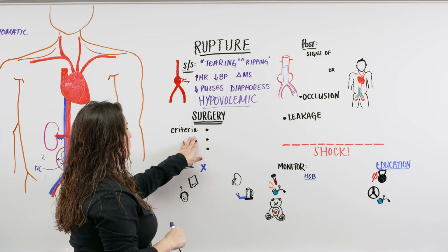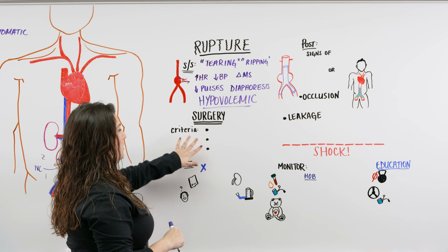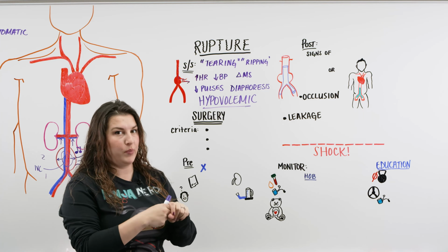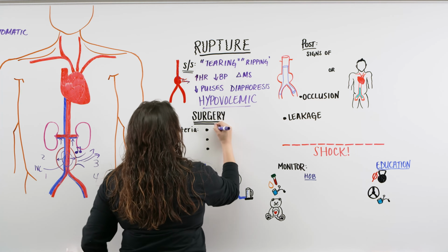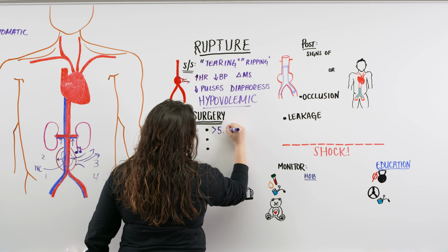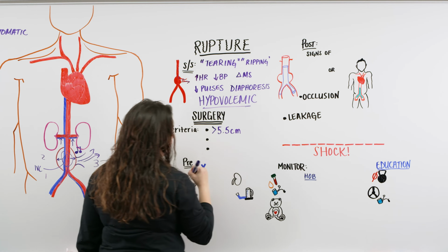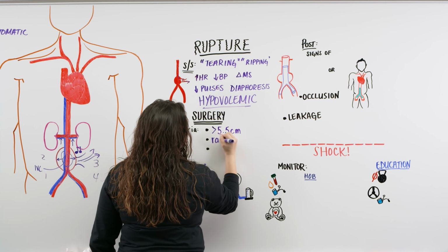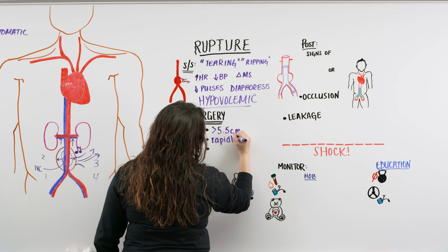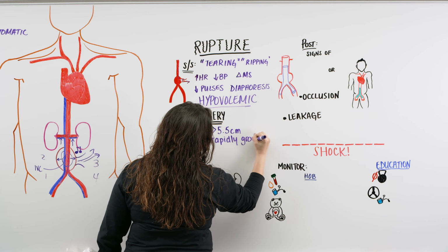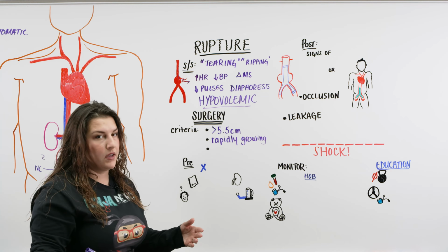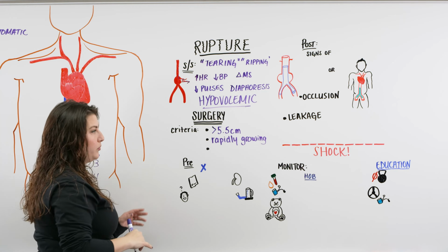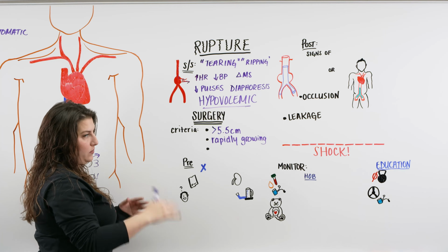So we're going to talk about surgery here. What are the three different criteria that a patient has to meet in order for them to get surgery? The one is an aneurysm that's greater than 5.5 centimeters, one that maybe is rapidly growing. So they had a CAT scan 3 months ago and there wasn't any type of bulge, and now they have a pretty significant bulge or an aneurysm that we want to maybe get surgery.